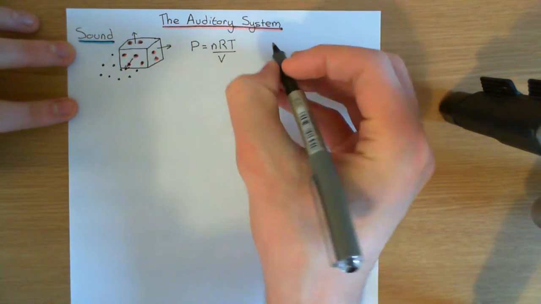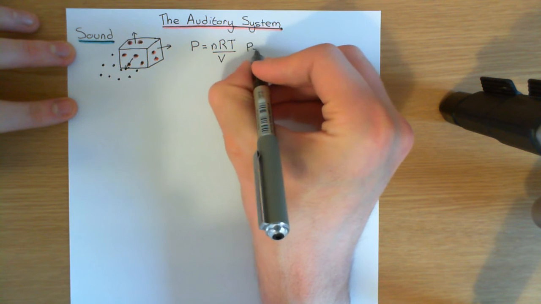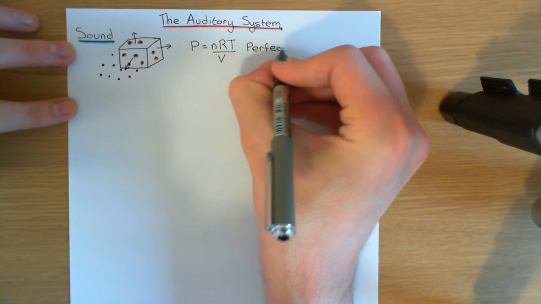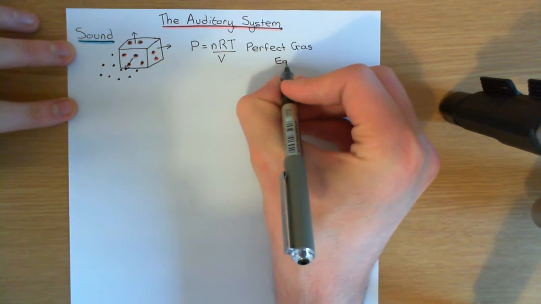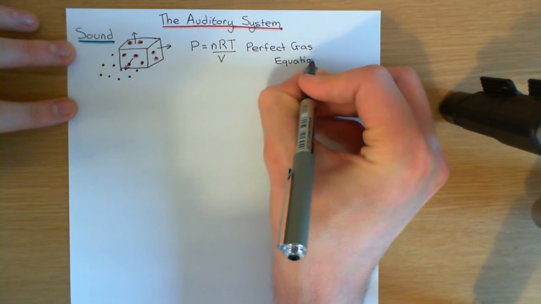over V, and this of course, if you've ever studied thermodynamics, you'll recognise this. This is what's known as the perfect gas equation. Okay, so let me just tell you what the different symbols in this equation mean.